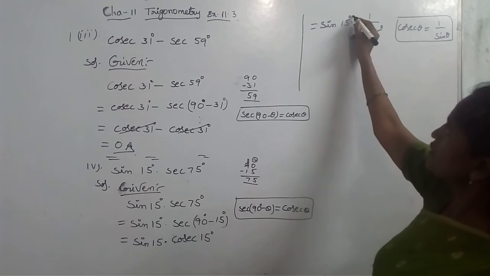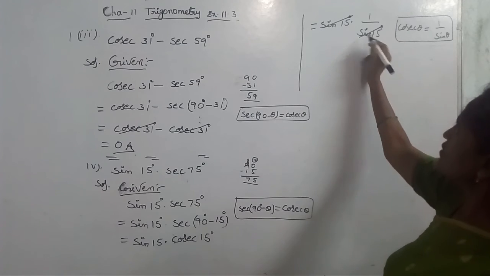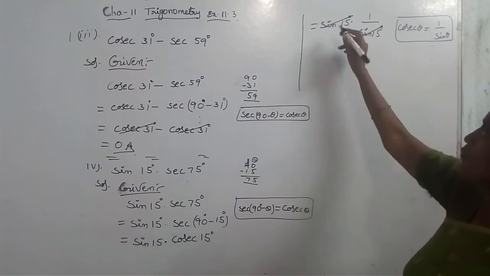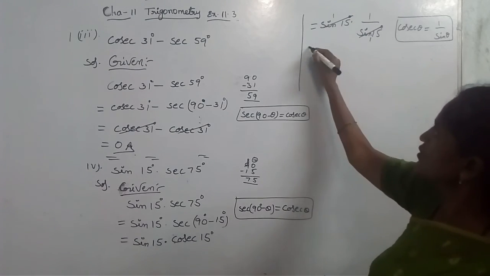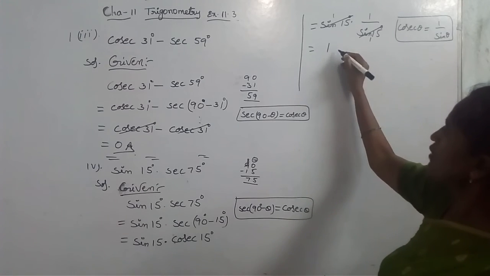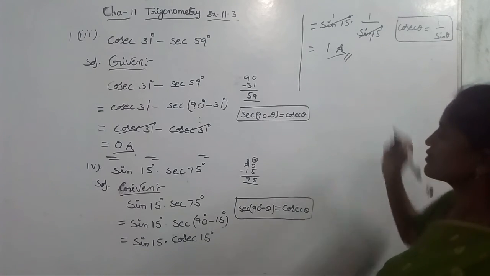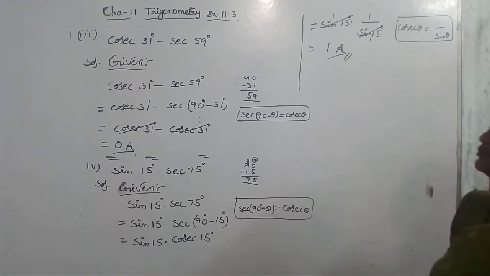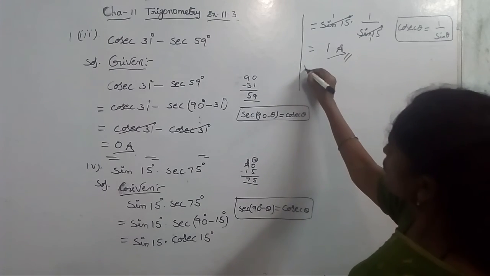This 15 degree is in the denominator, and the other 15 degree is in the numerator. Both will cancel. 1 and 1 give 1. This is the answer for this. Got it, ma? And next, the fifth one.